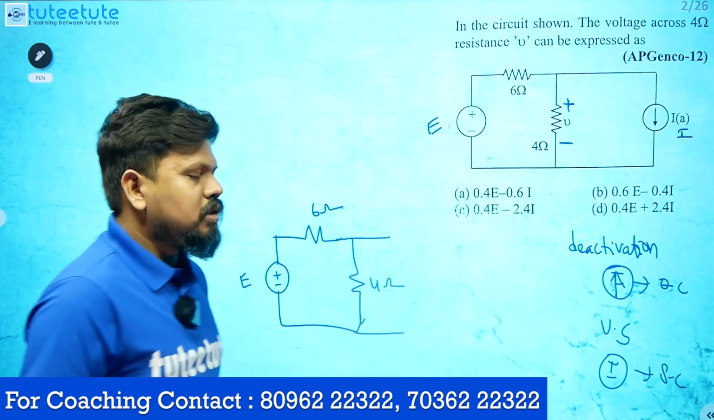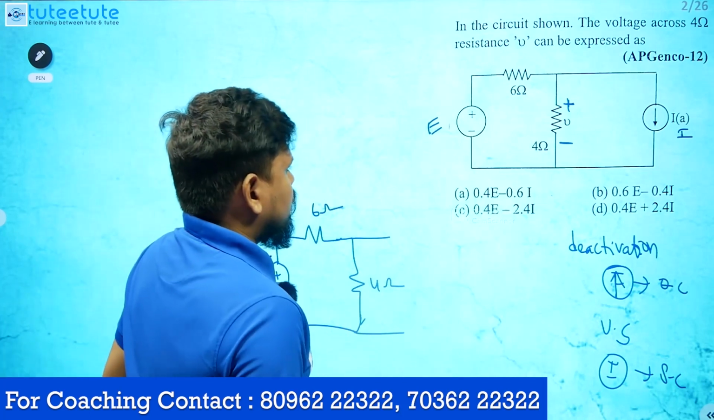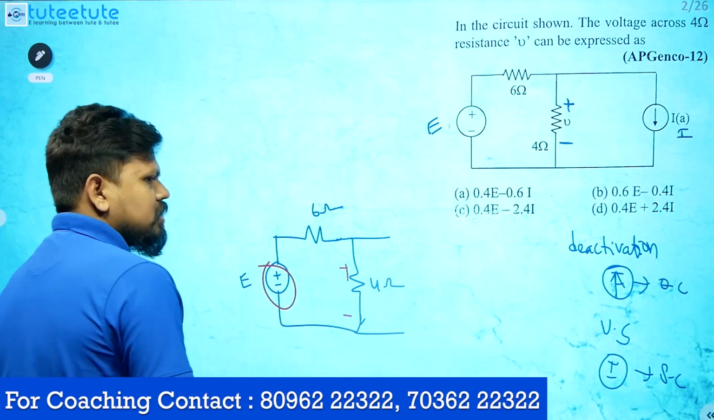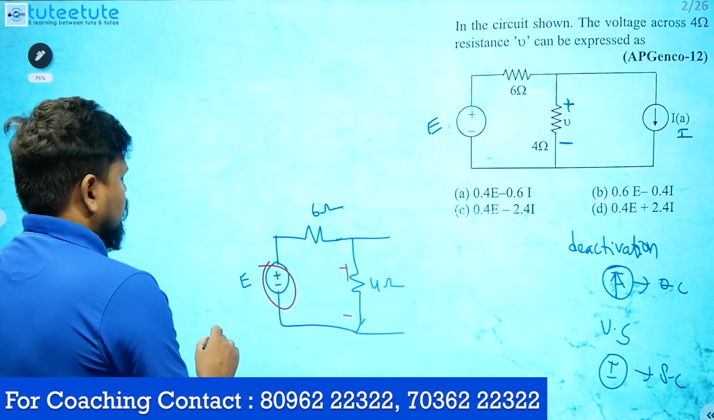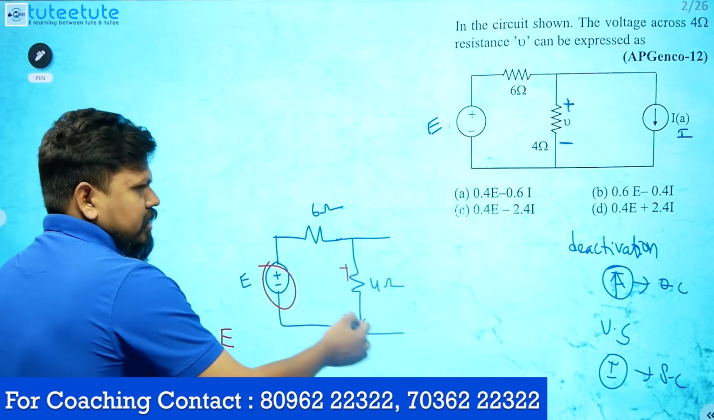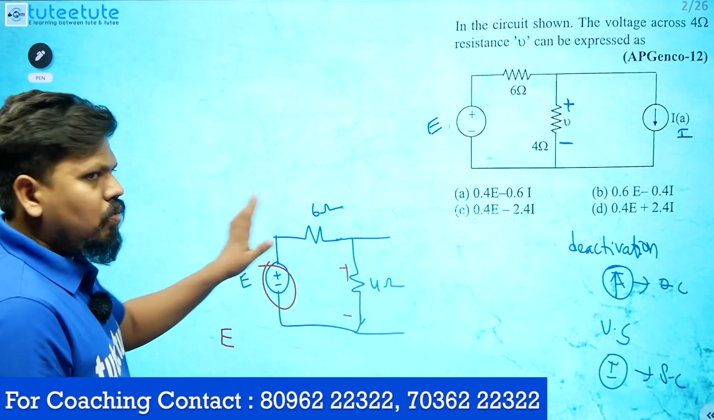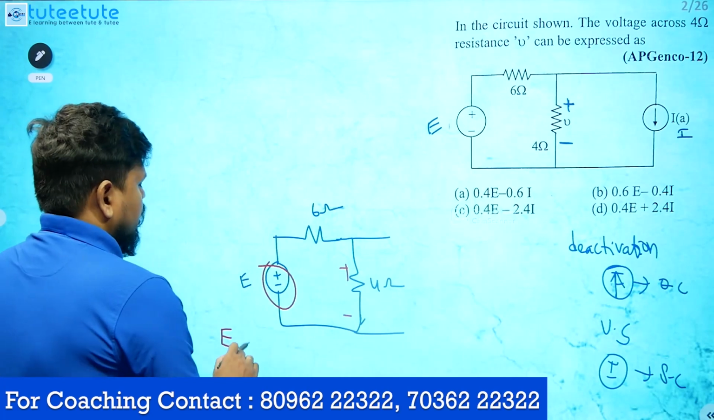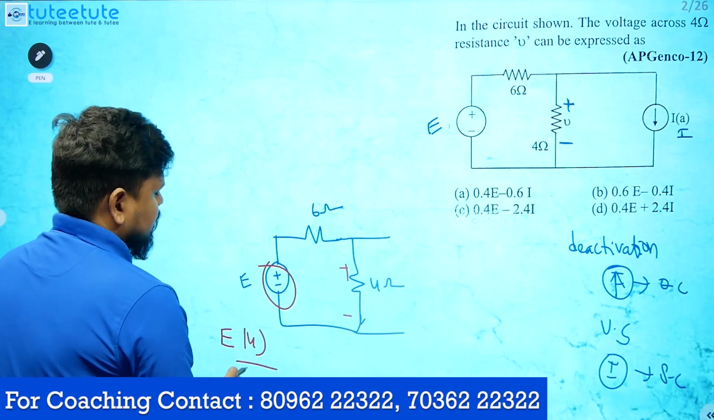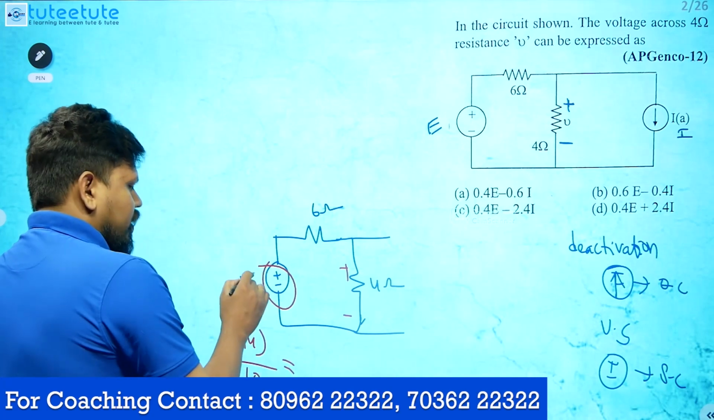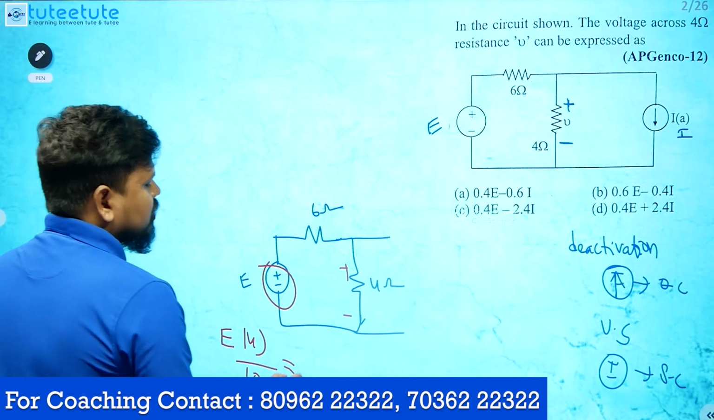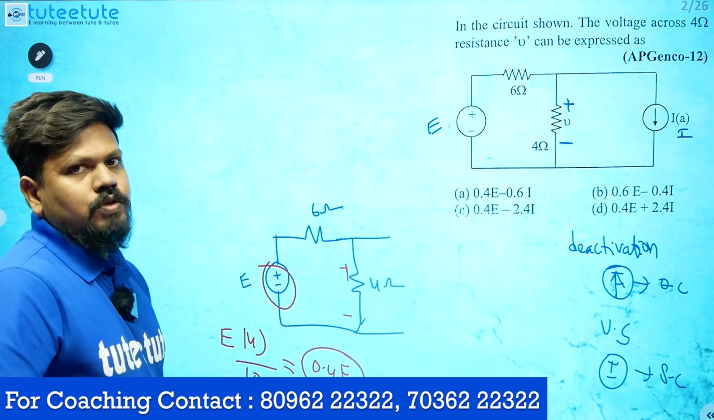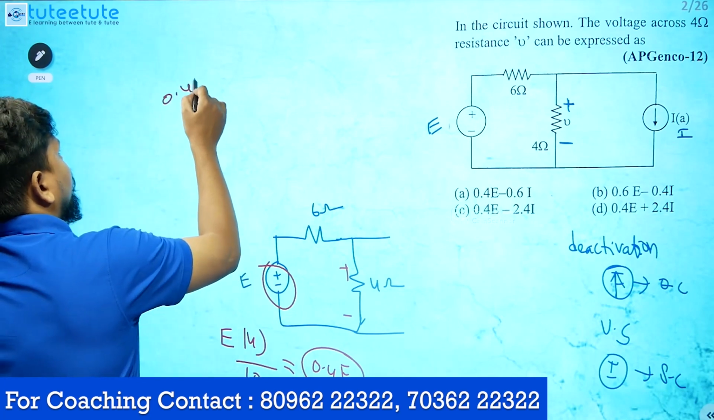Anyway, you already know this. So we have deactivated the current source, and we have to check the voltage between these two terminals. The total voltage is E. According to the voltage division rule, the voltage across this one is the total voltage into this resistance divided by this resistance plus this resistance: E into 4 divided by 4 plus 6, which is 10. So you will get 4 by 10 into E, that means 0.4 E. Just remember this one, 0.4 E, because of one source.